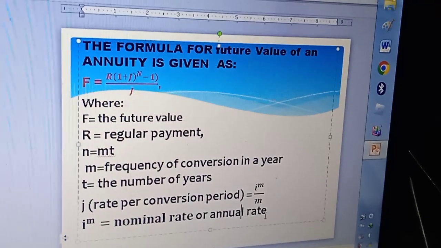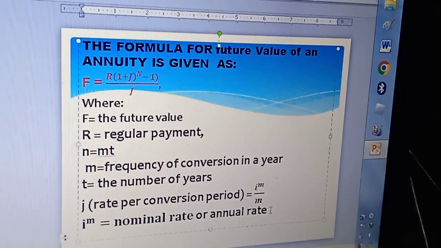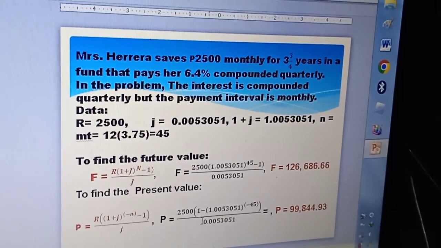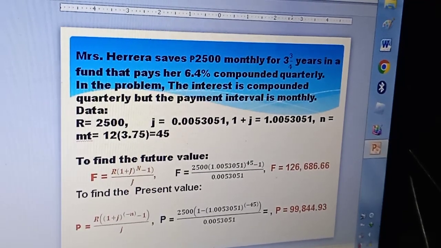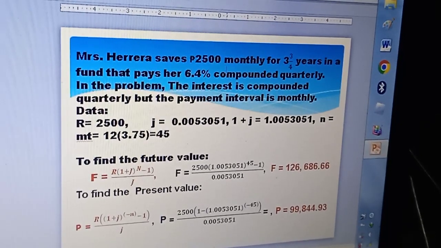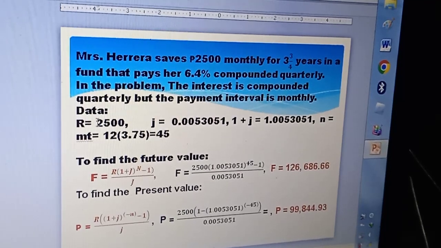Okay, so let's go to the next. Let's repeat the problem so that we can get the data. Mrs. Herrera saves 2,500 monthly for 3 and 3/4 years in a fund that pays her 6.4% compounded quarterly. In the problem, the interest is compounded quarterly, but the interval is monthly. We had resolved that already for solving the j.